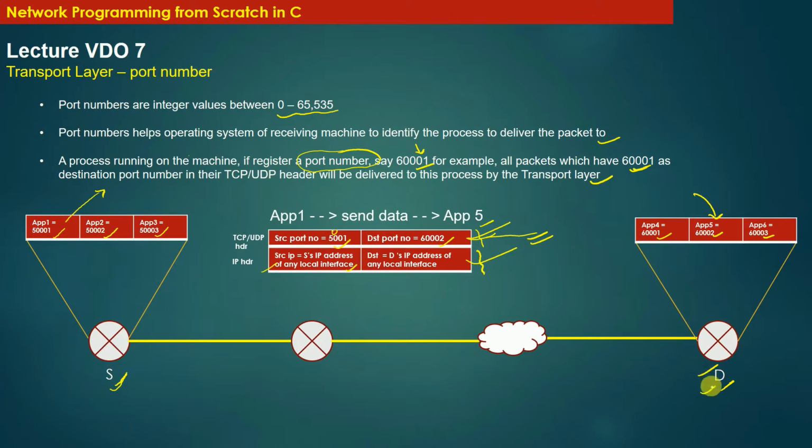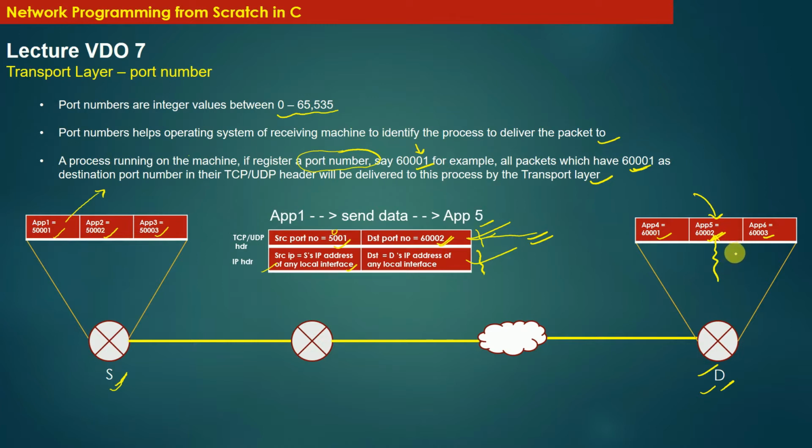Now when this packet is received on destination machine D, the transport layer will check the destination port number in the packet, and it finds that the destination port number is 60,002. So it will check which applications are listening on port number 60,002. The operating system will find that application 5 is listening on port number 60,002. So the packet will be delivered to application 5.